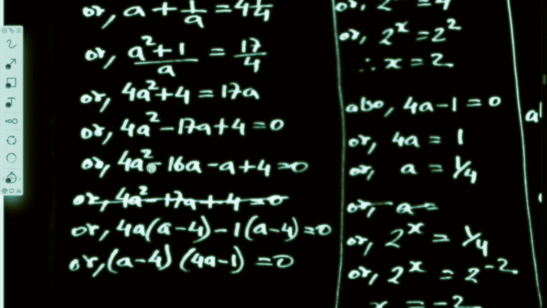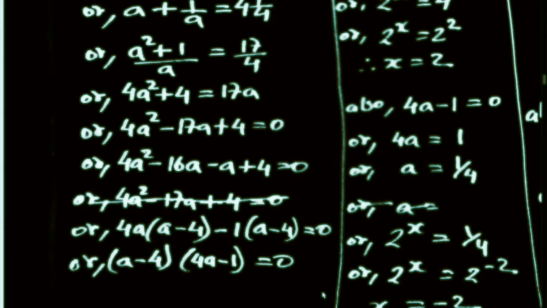Now we can easily take the common factor of the first two and the last two terms separately. From the first two we take 4a as common, and the remaining part is a minus 4. Again, minus 1 is taken as common and the remaining part is a minus 4. Here a minus 4 is similar, so it is kept ahead: a minus 4 times 4a minus 1 equals 0. In this way we got the factors of this expression, a minus 4 and 4a minus 1 equals 0. From these two factors, we can easily get the value of a and then of x. Now see here.